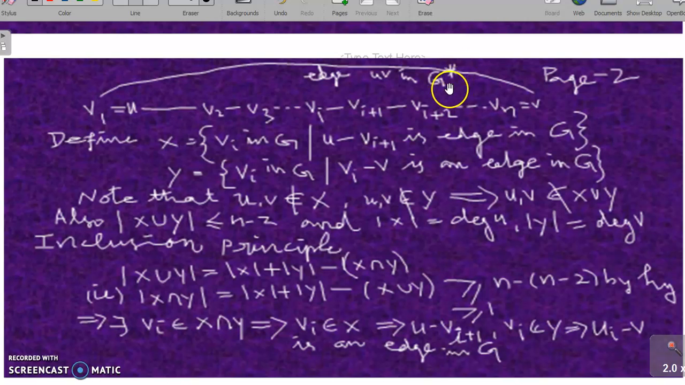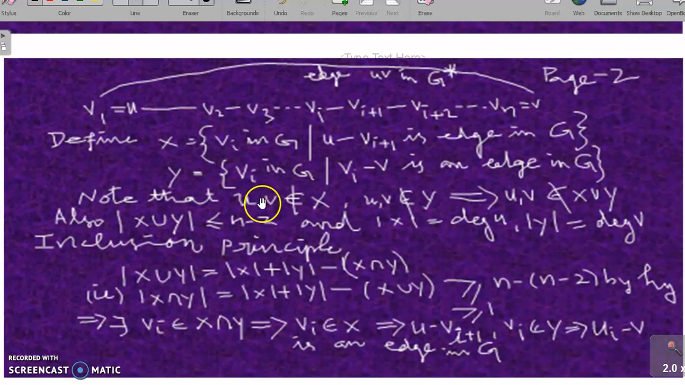In G star supergraph, now I am defining two sets, X and Y. X and Y I am constructing like this: the vertices Vi in G, if U is connected to V i plus 1. Suppose 1 is there, then U must be connected to V 1 plus 1, that is 2, which is an edge in G. If this is satisfied, I put it inside this set X. If this is satisfied, I put it inside this set Y.